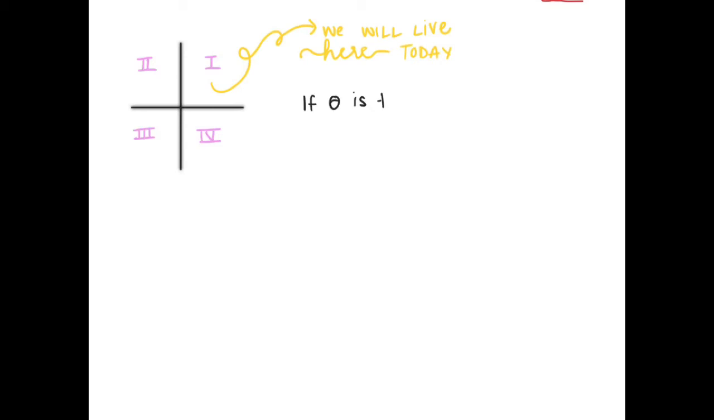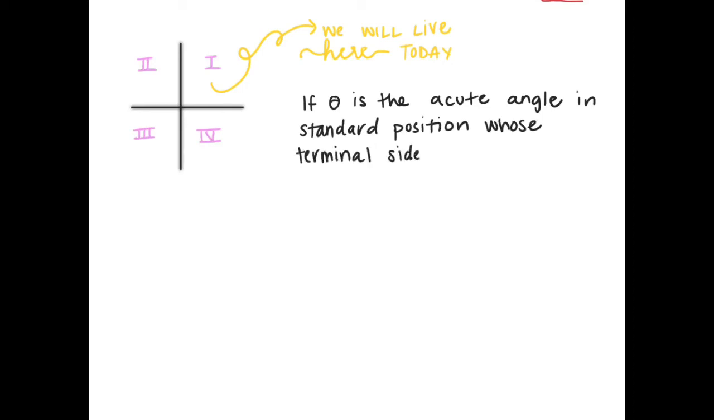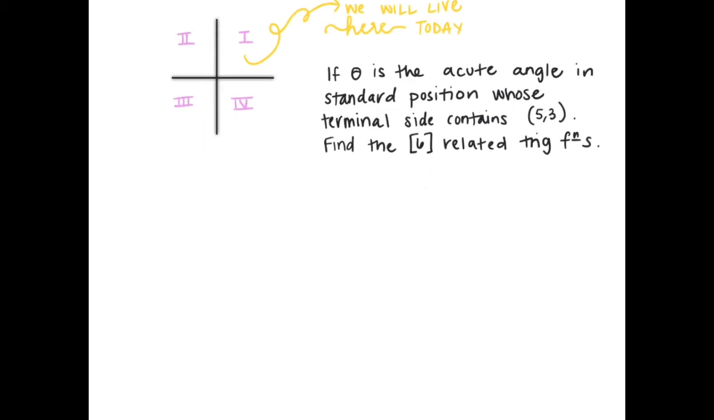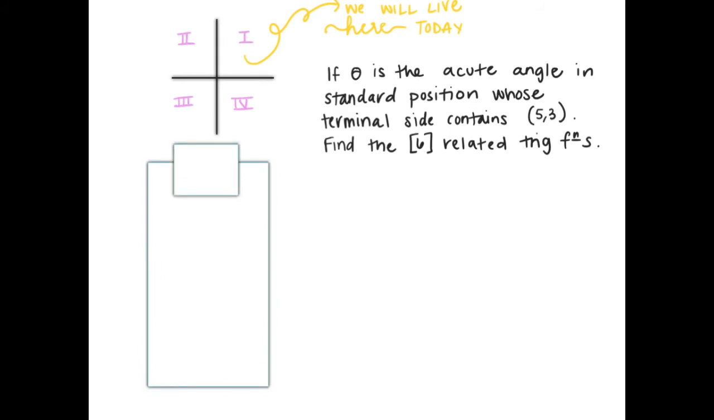So now we're going to take a look at trig functions in a Cartesian plane, more specifically in the first quadrant. In case you've forgotten what that means, here's our Cartesian plane, here's quadrants 1, 2, 3, and 4. We are going to live in quadrant 1 today. I'm just going to dive into an example. If theta is an acute angle in standard position whose terminal side contains the point (5,3), I want you to find the 6 related trig functions. Okay, that's a lot. So let's unpack some steps here because I think that steps make things that seem very challenging a little bit more doable.